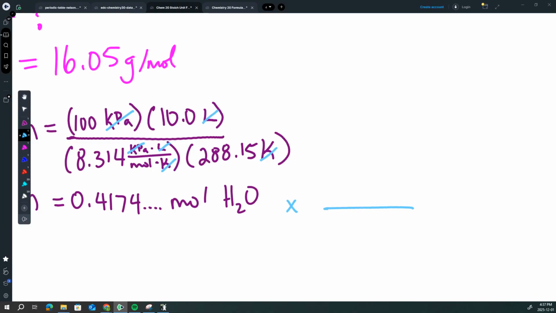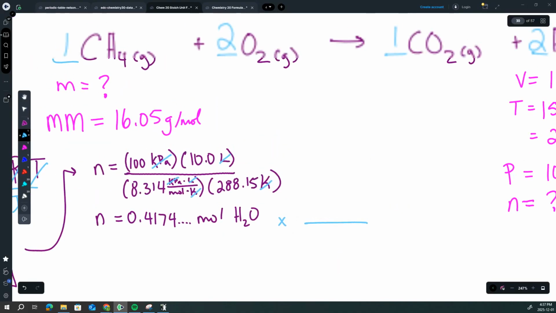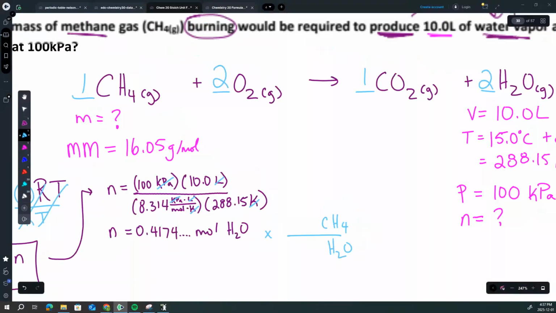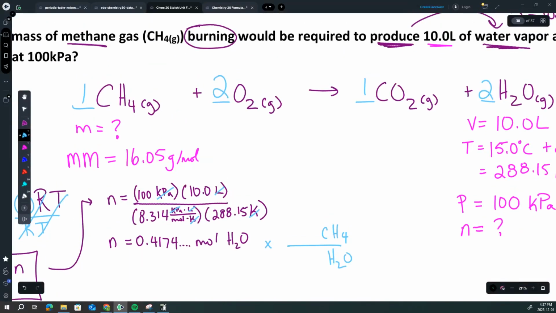And remember, the mole ratio is going to be the coefficient of what you want in the numerator divided by the coefficient of what you're given. So that's why I wanted to write out the identity of the substance, just to make life easier here. So we're given water and we want methane. And now I just look at my balanced chemical equation. Okay, the coefficient in front of water, that's 2. Coefficient in front of methane, that's 1.